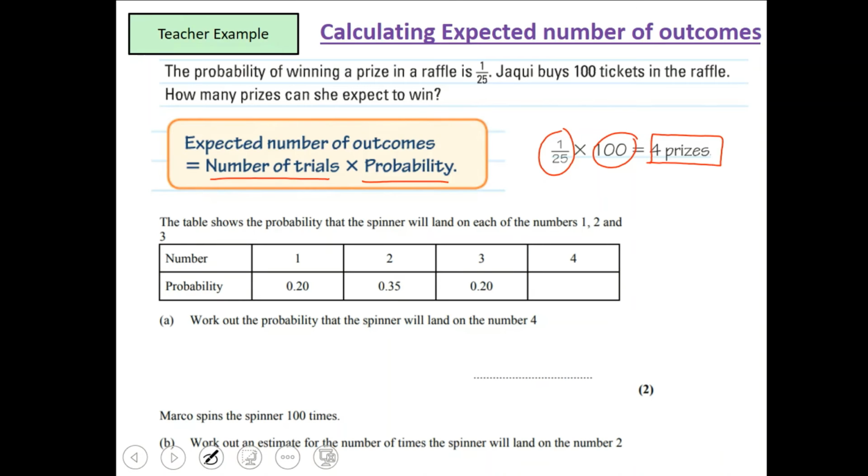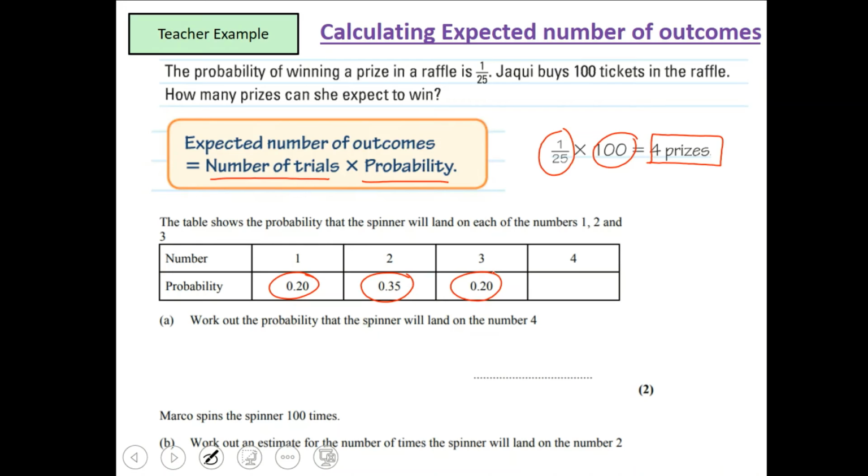So the next question is, the table shows the probability that the spinner will land on each of the numbers 1, 2 and 3. Work out the probability that the spinner will land on the number 4. Okay, so the probability that the spinner will land on 1 is 0.2, 2 is 0.35, 3 is 0.2.